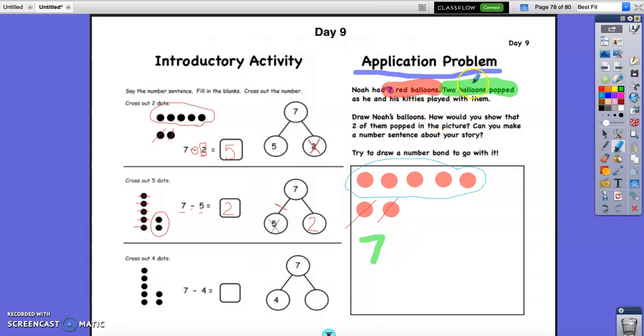And it said that he popped 2 of them. So 2 of them got taken away. And if we ever hear the words take away, we know that it's minus. So 7 minus. And how many popped?